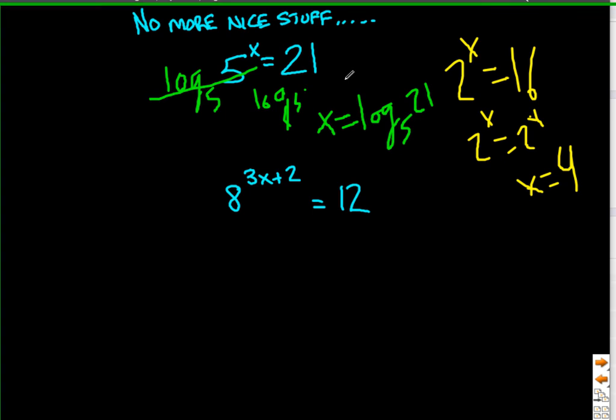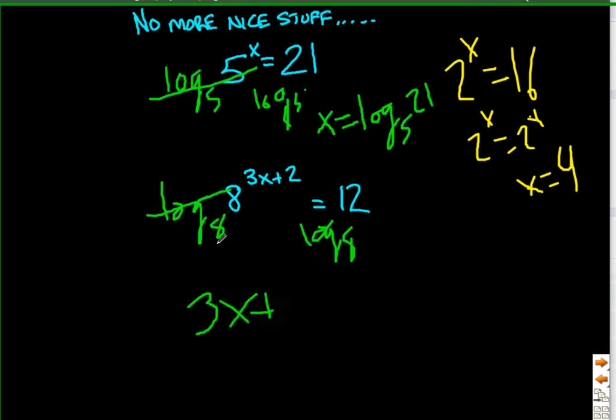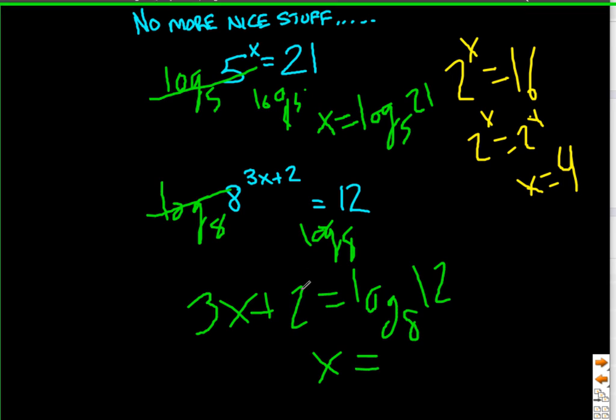For this one, same thing. You're going to do log base 8 of both sides, and what that does, cancel it out, and you have 3x plus 2 equals the log base 8 of 12. And to solve for x, just like you normally would do, subtract 2 and divide by 3. So log base 8 of 12, whatever that number is, you're going to subtract 2 and then divide by 3. And that's how you set up your answer.